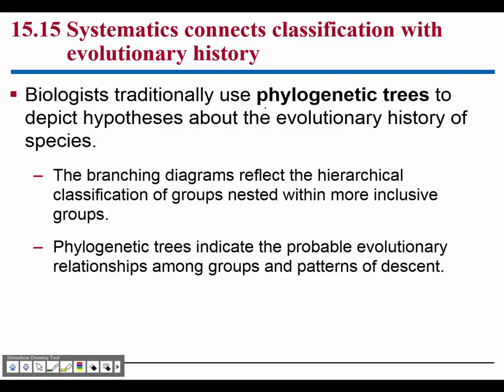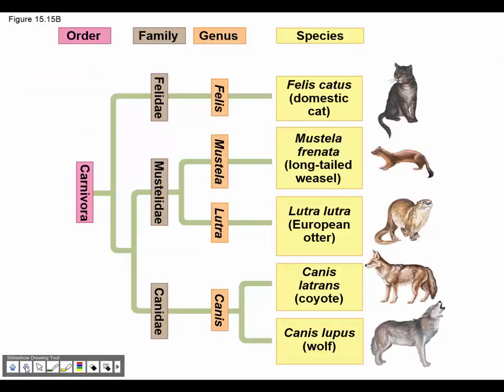Biologists use phylogenetic trees to depict hypotheses about the evolutionary history of the species, and so we use these branching diagrams, and we call it a tree, but it doesn't necessarily end up looking like a tree, I guess. But these trees indicate the probable evolutionary relationships, the groups, patterns of descent, right?